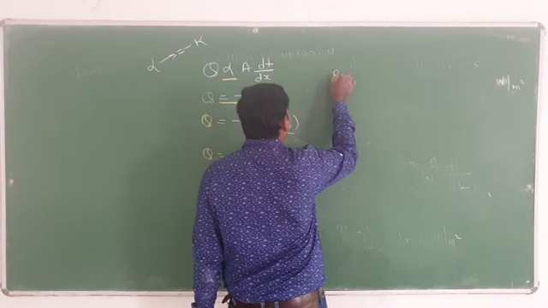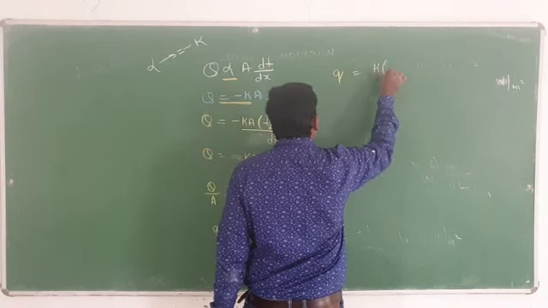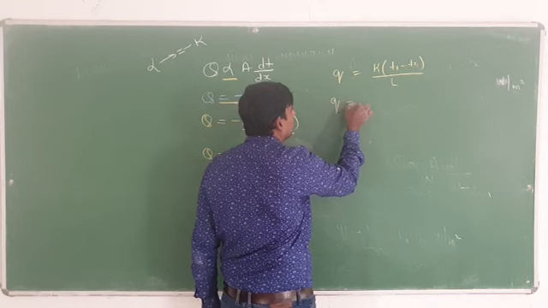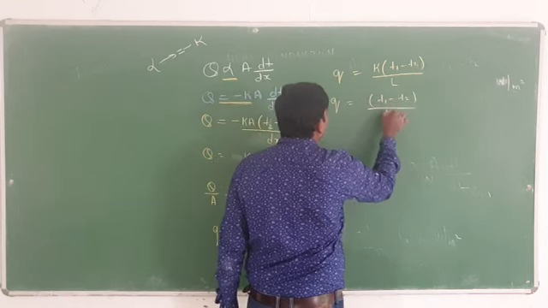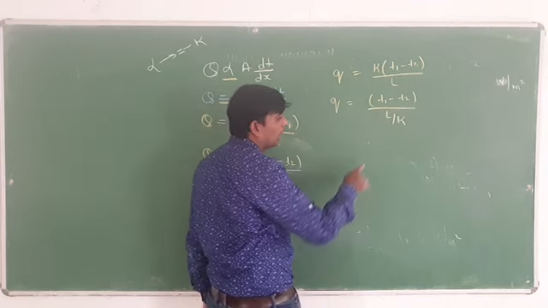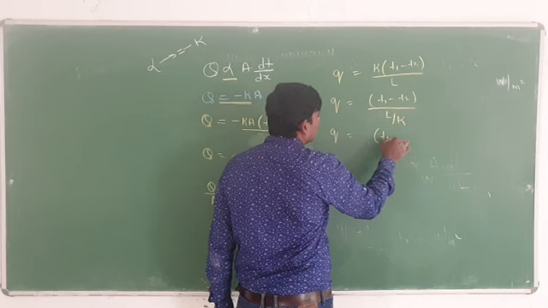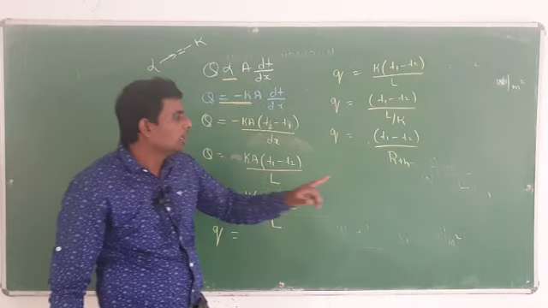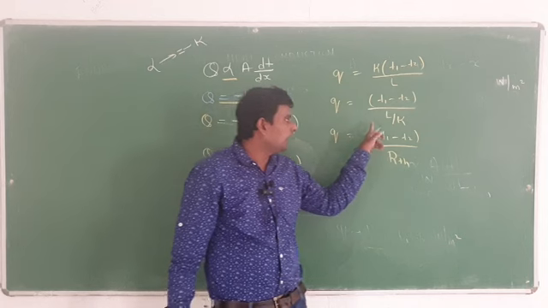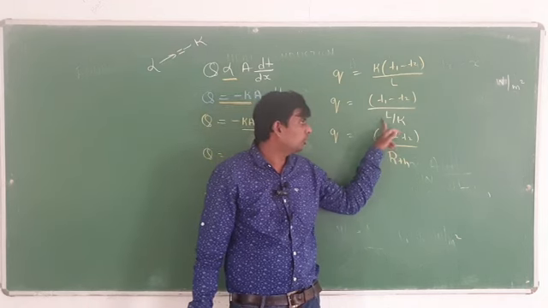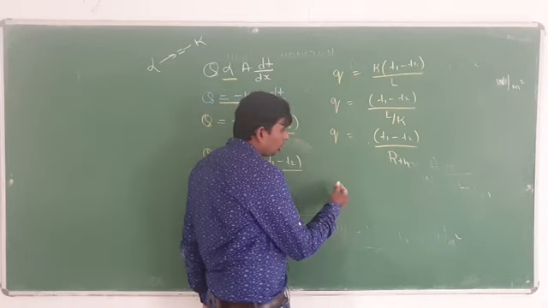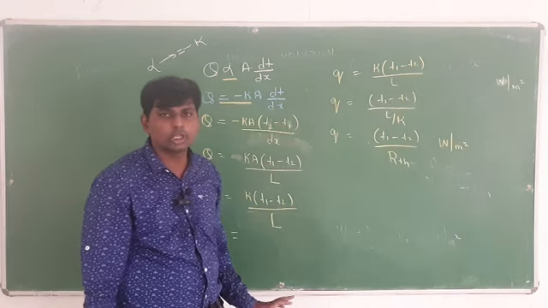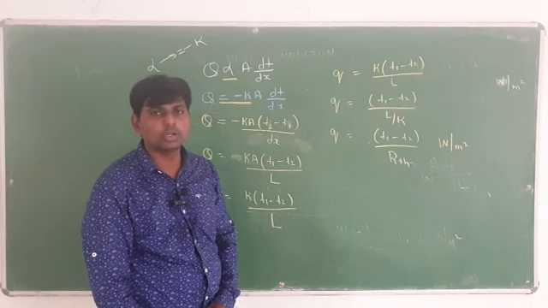So small q is equal to k (T1 minus T2) by L. After that, small q is equal to (T1 minus T2) divided by L by k. In place of L by k you can write R_th, which is known as the thermal resistance. The unit of small q is watt per meter square. You have to remember this: watt per meter square.